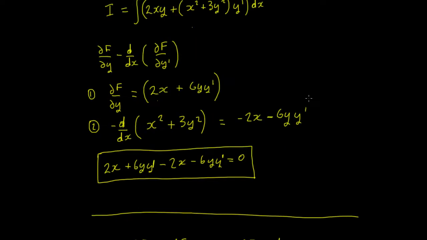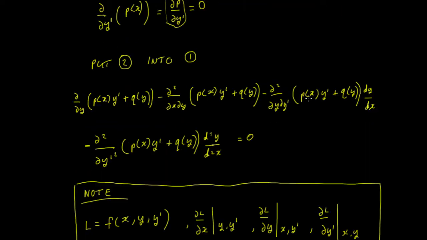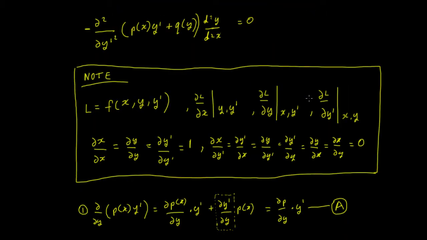Before we get started, I thought I would go through a quick note here. It'll be quite useful, I think. If we had a functional where L is a function of x, y and y', then if we worked out the partial derivative with respect to x, y or y', we'd have partial L by partial x, and the y and y' would act as constants, just as you would do normally with any partial differentiation.